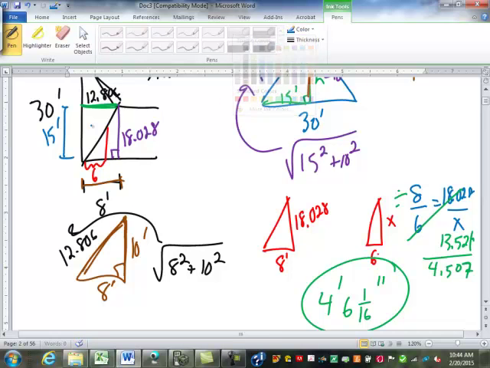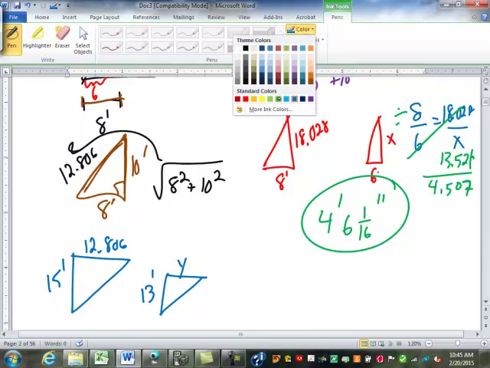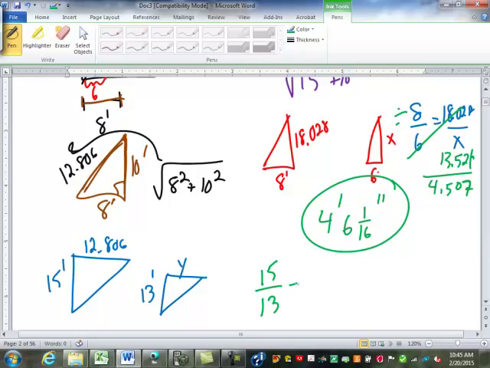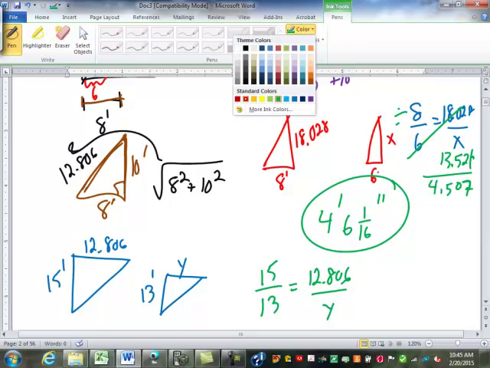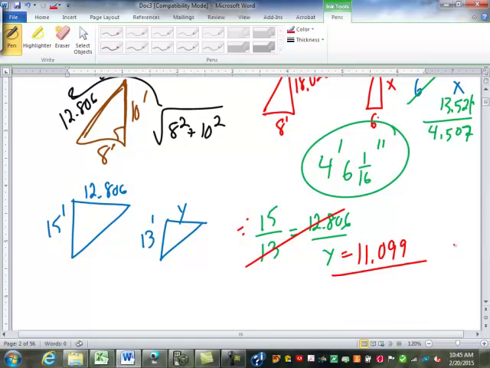Our next jack will be here at 13 feet. So we have this one here, 15 feet, 12.806. This one here, 13 feet. I'm going to call this Y. So we've got 15 goes to 13 as 12.806 goes to Y. Cross multiplying and dividing gives us that Y is what? 11.099. Subtracting gives us a difference of 1.707, correct?